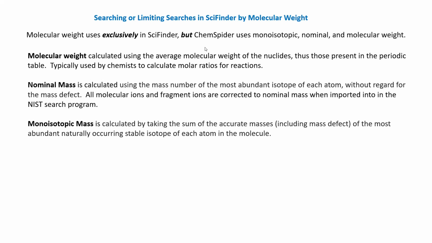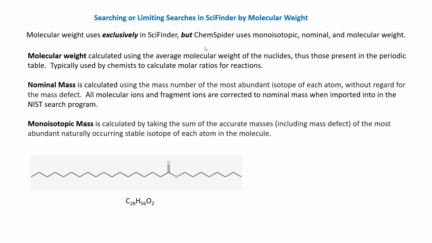The monoisotopic mass you'll often have in your data systems, even for a quadrupole, is calculated by taking the sum of the accurate masses, including the mass defect, of the most abundant naturally occurring stable isotope of each atom in the molecule. And that just depends on the accuracy. You could have 1 digit for a lot of quadrupoles to the right of the decimal, some 2, and some up to 5 in some of the new accurate mass instruments.